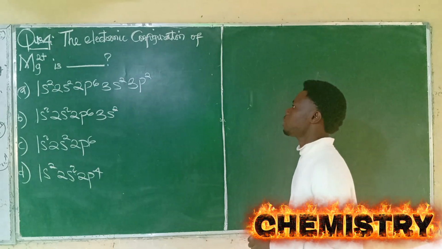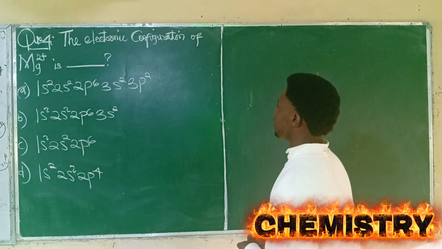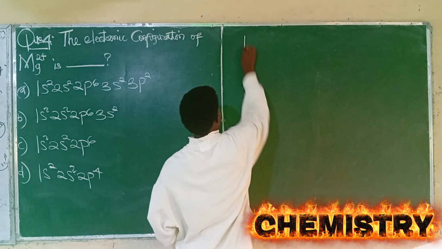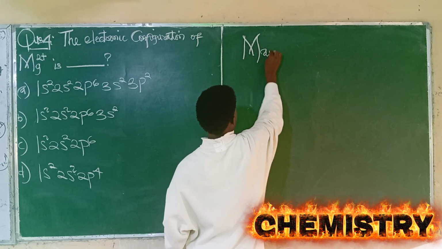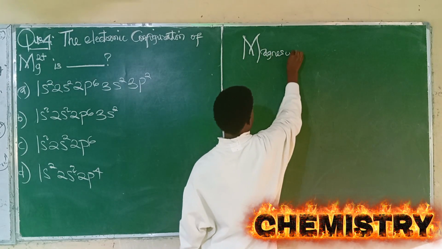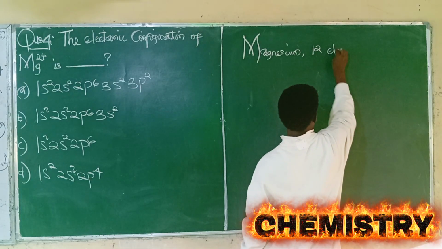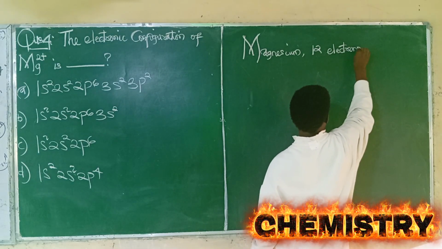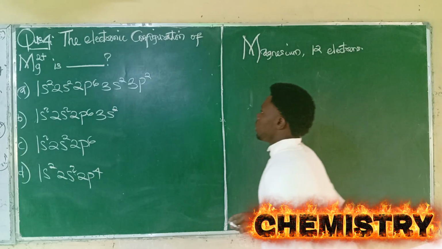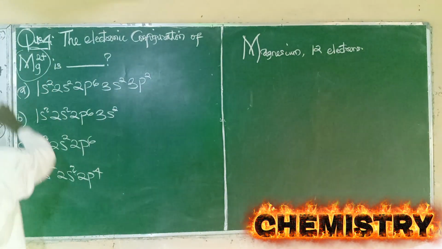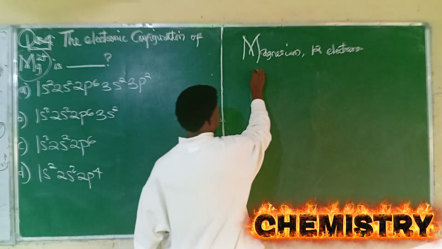Question number 4, under chemistry. The electronic configuration of magnesium 2 plus ion is dash. Options are given respectively. Alright, so let's consider the element there, magnesium atom, magnesium with 12 electrons. In this radical, Mg2+.